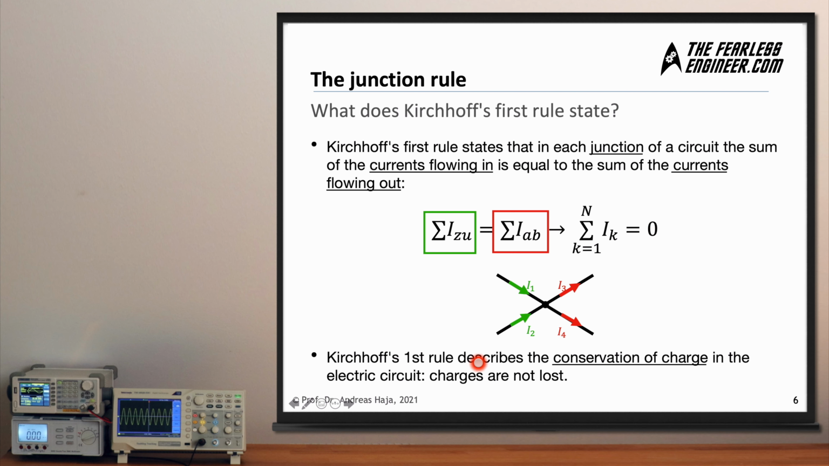And Kirchhoff's first rule describes the conservation of charge in electric circuits. All the incoming charges must go somewhere. They cannot simply disappear, which is why they split up onto the outgoing branches. Charges are never lost in a circuit.